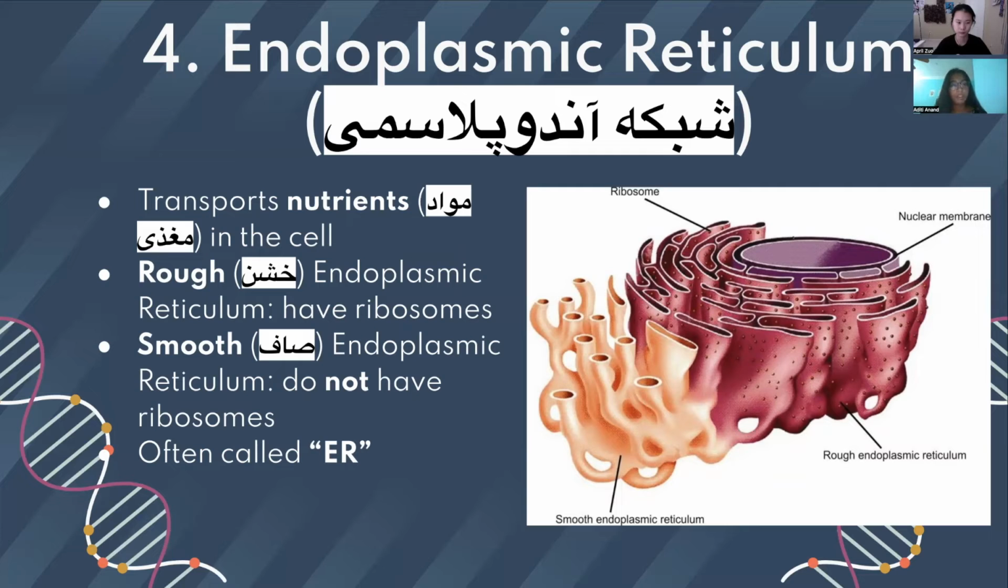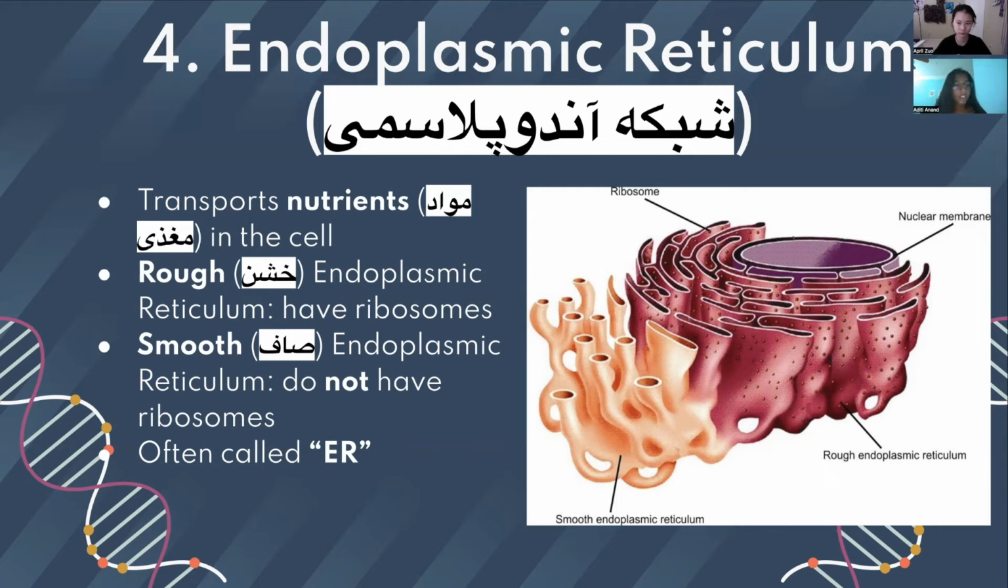So the endoplasmic reticulum transports these nutrients, and there are two types of endoplasmic reticulums. We call them the rough and the smooth endoplasmic reticulums. Now, the rough one has ribosomes on it. We just talked about ribosomes, and April explained to you that ribosomes are where the DNA translation process occurs. We talked about that in our last lesson. So if the endoplasmic reticulum has ribosomes on it, it's called a rough endoplasmic reticulum.